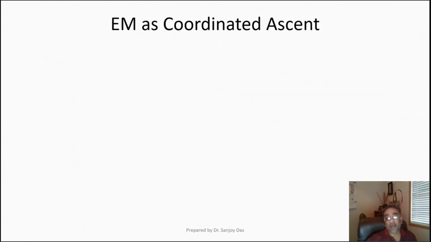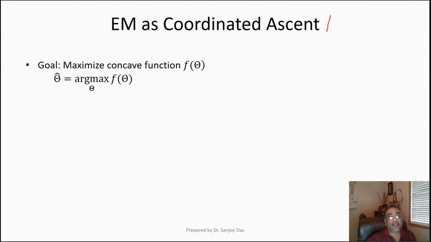So now the EM algorithm. The EM algorithm is similar to gradient descent, and so let's see how it works. It's an ascent algorithm since we are trying to maximize something. Our goal is to maximize a concave function f of theta, and so this is what we have to do. Theta hat is our estimate of theta, that's equal to argmax with respect to theta of f of theta.